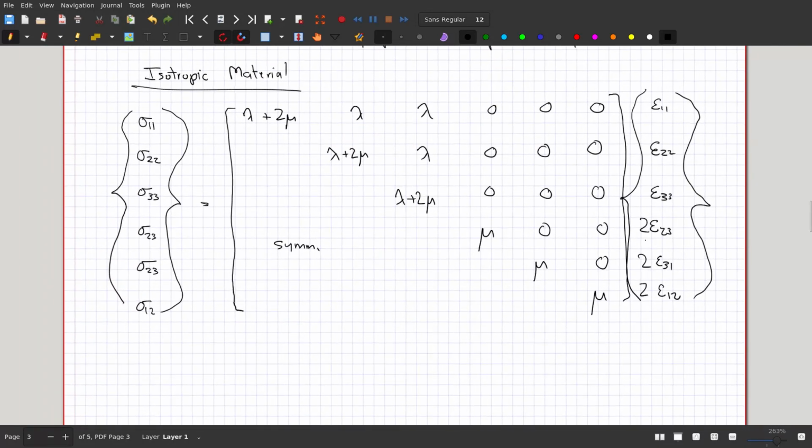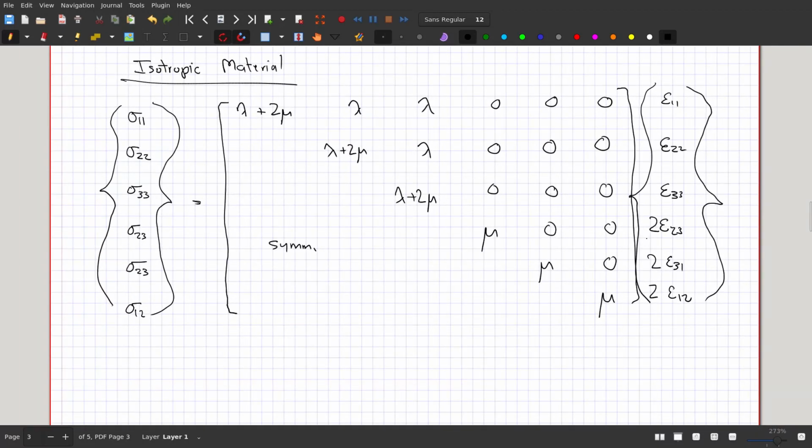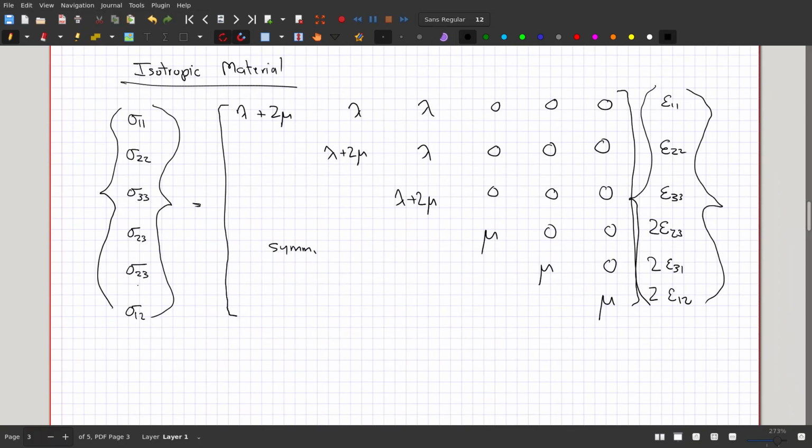Yes. That matrix is 3, 1, right? Sigma 3, 1. Yeah, you have 2 sigma 2, 3. Yeah. Thank you.